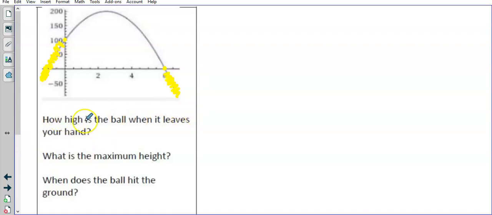Okay, so how high is the ball when it leaves your hand? It looks like it's at about, I don't know, inches, centimeters, who knows. We're just going to answer the number. So it is at 100. Maximum height, that's going to be up here, and we have to estimate. That looks like about 200. And when does the ball hit the ground? That's right here at this x-intercept, and I believe that was a 6. So at 6, let's say seconds. It's usually going to be seconds.